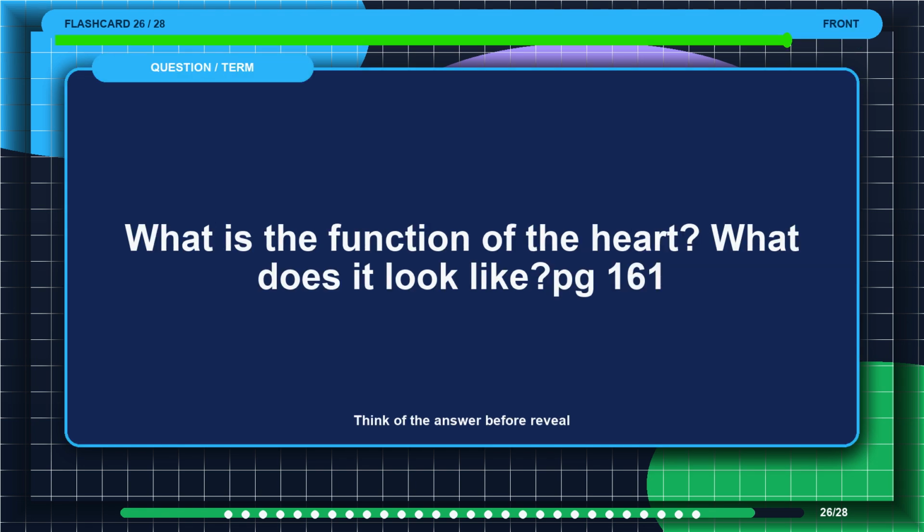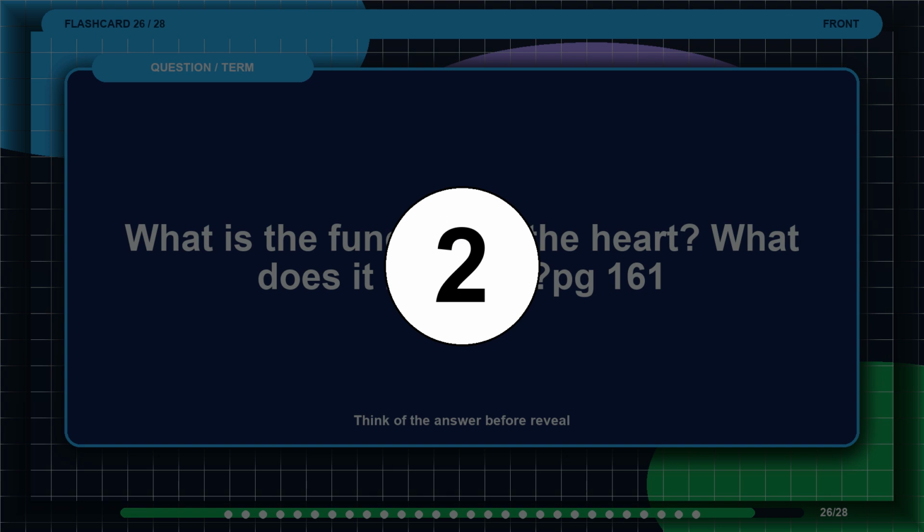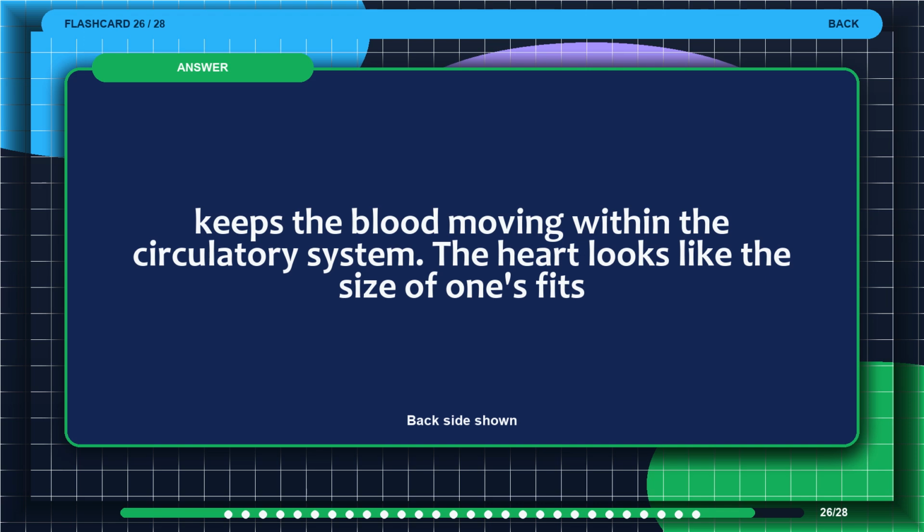Flashcard 26. What is the function of the heart? What does it look like? Page 161. Pause and think of the answer before the reveal. The answer is: keeps the blood moving within the circulatory system. The heart is about the size of one's fist.